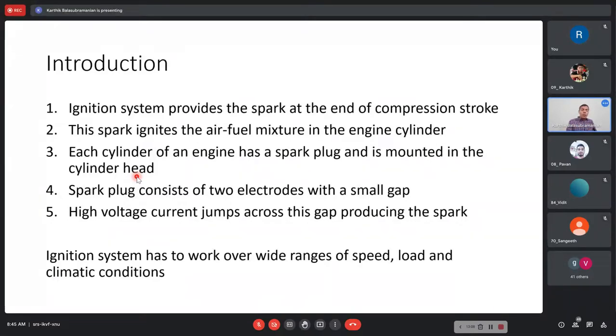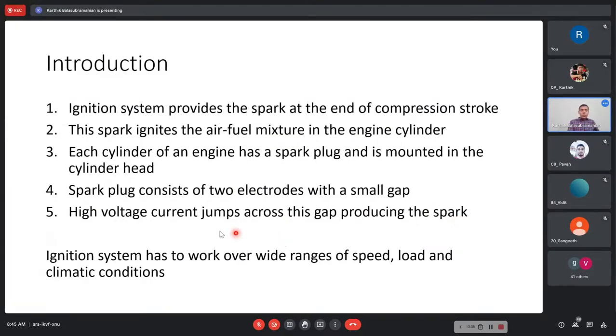What is a spark plug? It's simple. It consists of two electrodes with a small gap. The electrical charge jumps from one electrode to the other. When the charge jumps, you have a spark. That spark is used for igniting the charge, the air fuel mixture. So a high voltage current jumps across this gap, producing the spark.